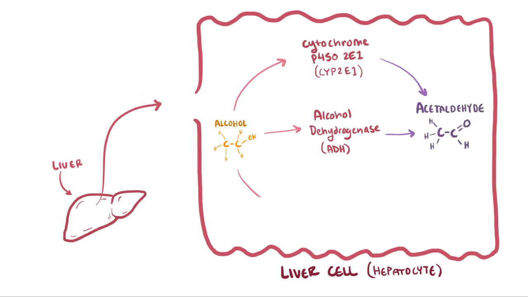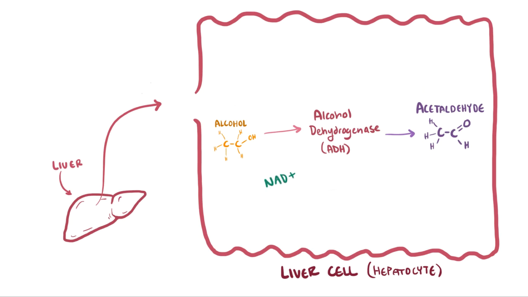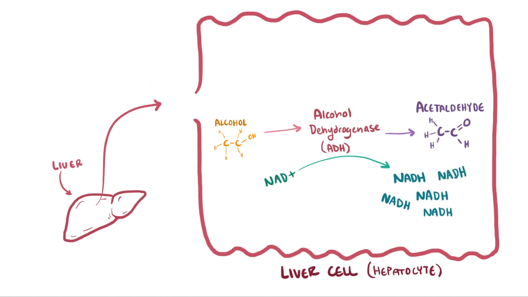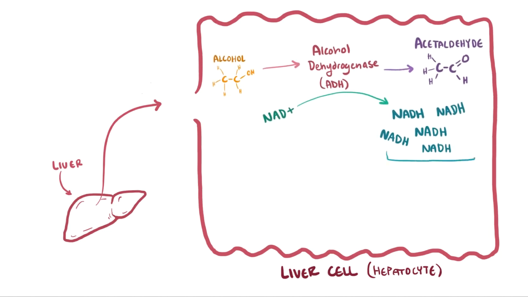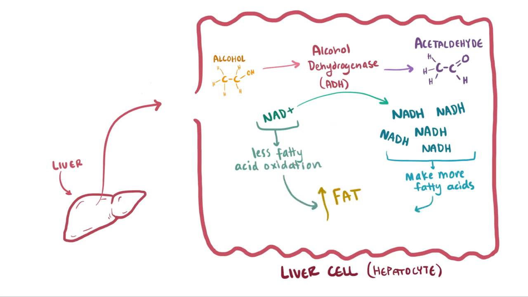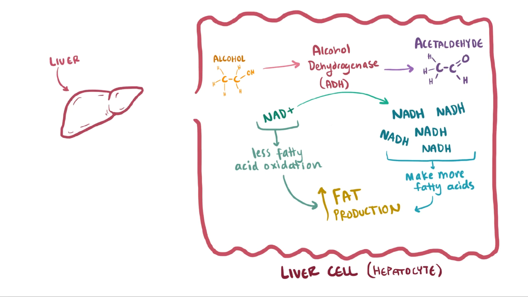Once the ADH enzyme is used to convert the alcohol, it needs another compound called NAD+, which is then converted into NADH. As NADH levels increase and NAD+ levels decrease, this has two effects. Higher NADH levels tell the cell to start producing more fatty acids, and lower NAD+ levels result in less fatty acid oxidation, both of which lead to more fat production in the liver.